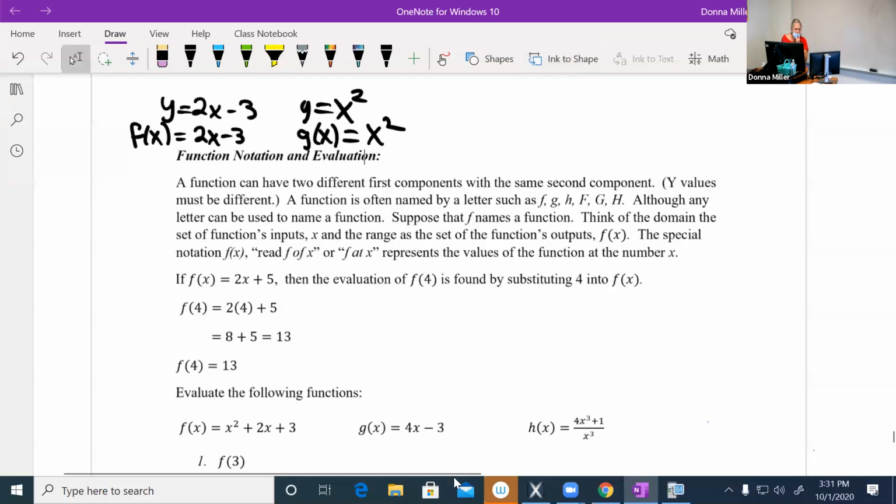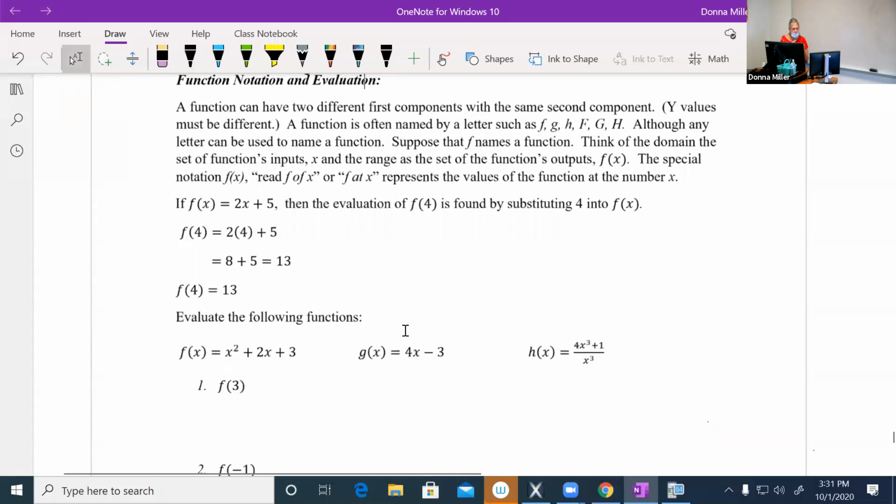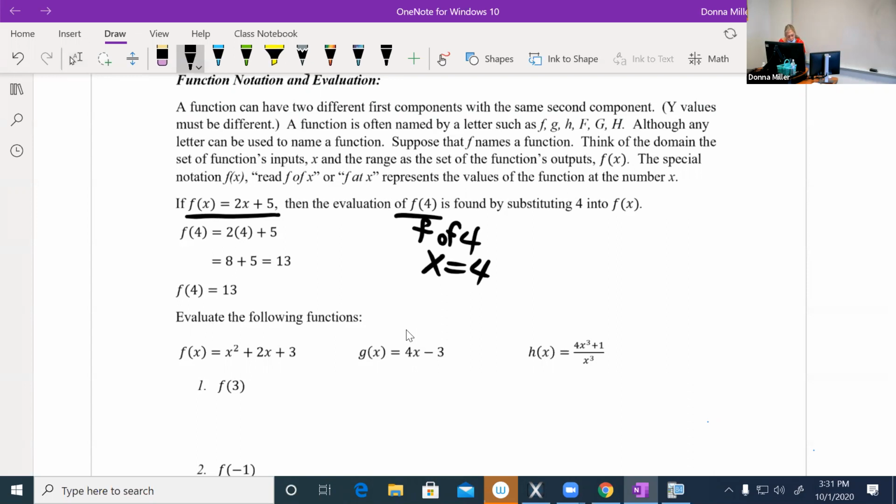Okay. All right. And function notation is actually very easy to evaluate. If they give you f of 4, which is read f of 4, they're basically telling you to plug in x equals 4. That's all I've got to do. So they plug in 4 for x, and they get 2 times 4 plus 5. 2 times 4 is 8, plus 5 is 13. So that's all you're doing. When I ask you to evaluate f of something, you just plug that something into the function.